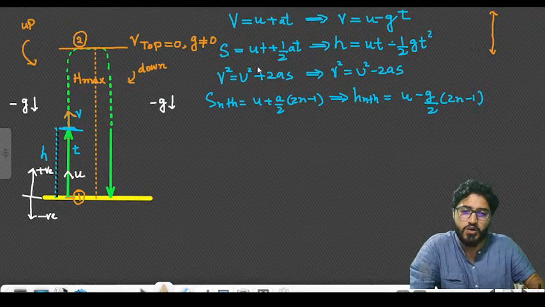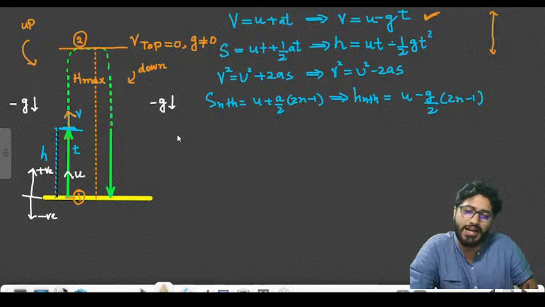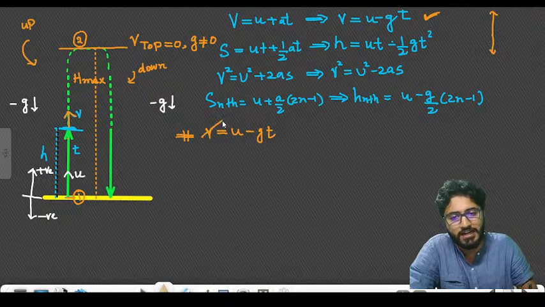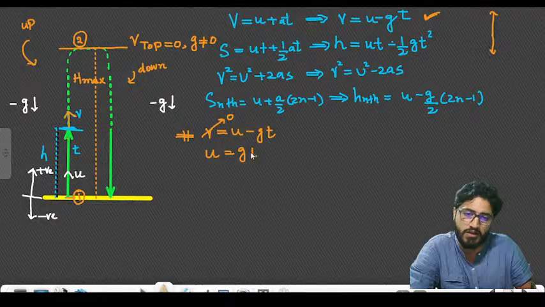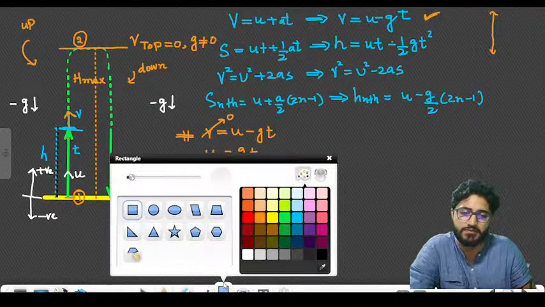Okay, now using equations. Let us suppose I will use this equation. So can I write now, v is equal to u minus gt? Look, my final velocity is 0. There I will write 0 is equal to u minus gt, therefore t up is equal to u by g. That is my t up.